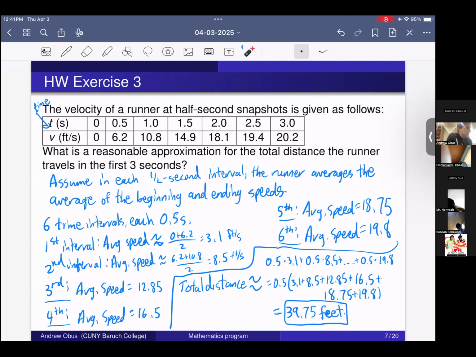So what we're doing is each of these intervals is a half second long. Let's say the second interval, that's between 0.5 seconds and 1 second. The runner's averaging about 8.5 feet per second in that interval. So during that interval, how much ground does the runner cover? Well, it's half a second times 8.5 feet per second, so the runner's going to cover 4.25 feet. So this final answer is our approximation for the distance the runner travels in the first 3 seconds.